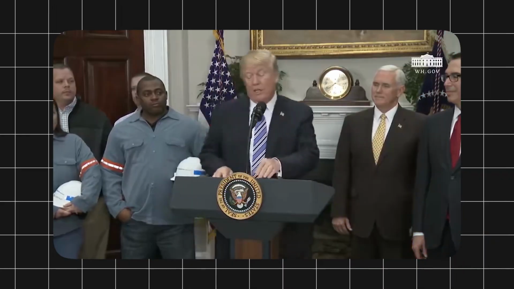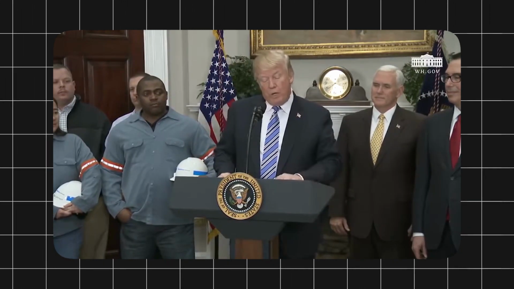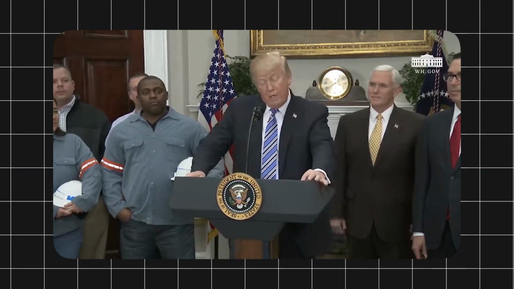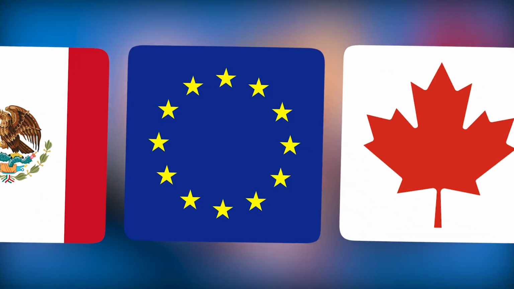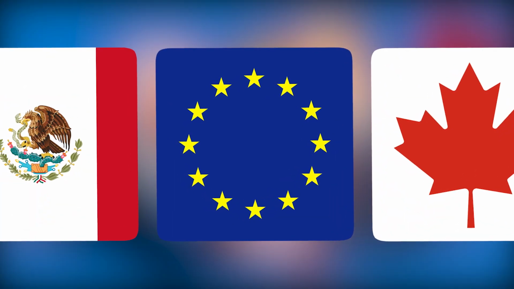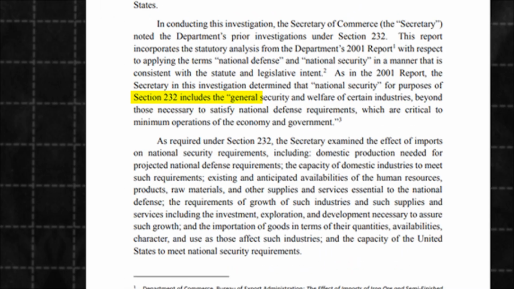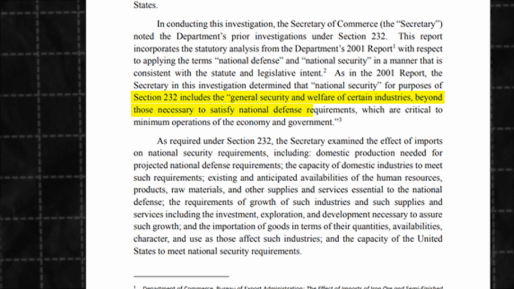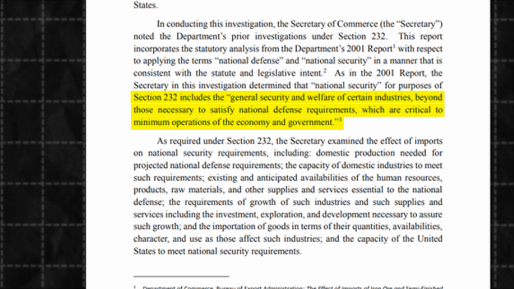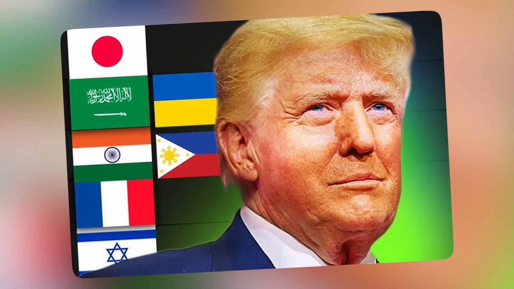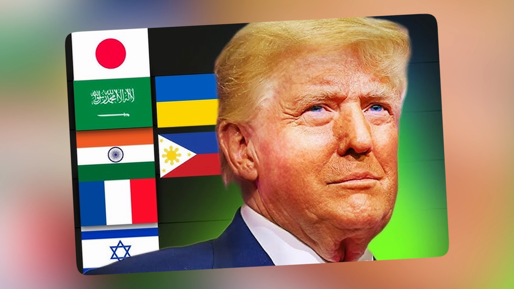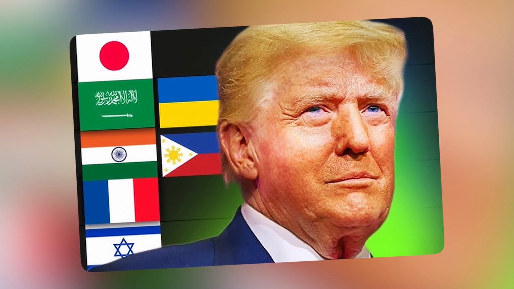In 2018, the U.S. took another bold step by imposing 25% tariffs on steel and 10% tariffs on aluminum imports from the European Union, Canada, Mexico, and other key allies. The official reason cited was national security risks under Section 232 of the Trade Expansion Act, claiming that relying heavily on foreign metals could threaten America's defense industry. This move shocked many of America's closest allies, who saw it as unfair and unjustified protectionism.